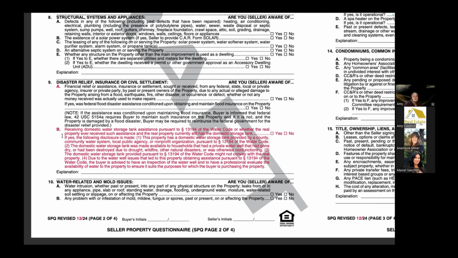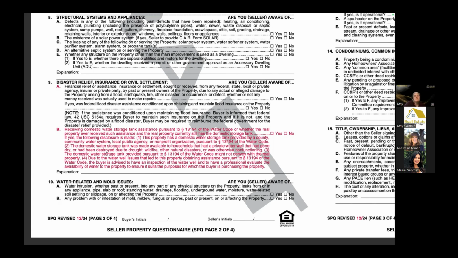Okay, if yes, the following disclosure is made. This property has a domestic water storage tank provided by county, community water system, local public agency, or nonprofit organization pursuant to 13194 of the Water Code. The domestic well storage tank was made available to households that had a private well that had gone dry or had been destroyed due to drought, wildfire, or other natural disasters, or was otherwise non-functioning.